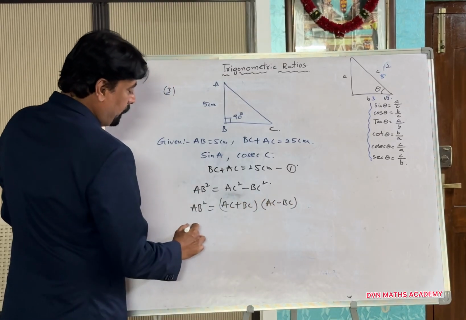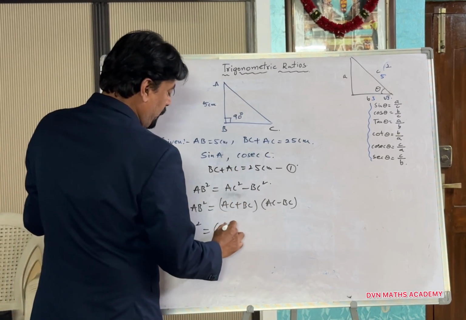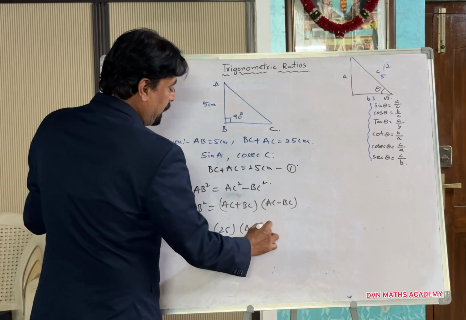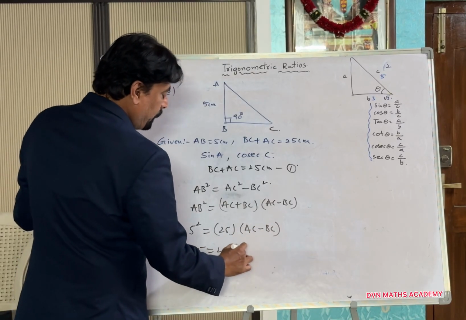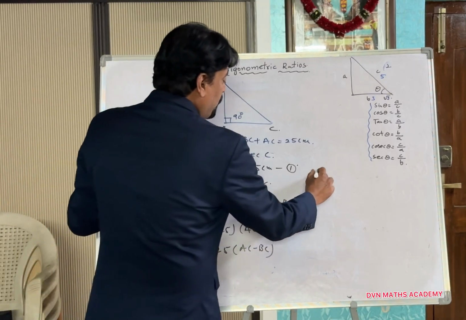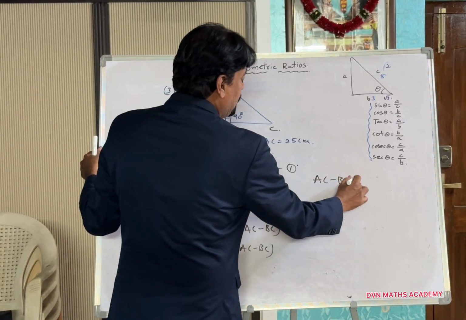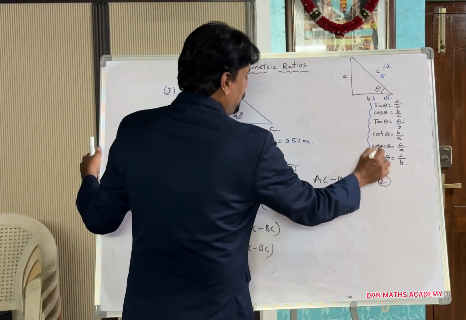So AB, we know that 5 square is equal to AB plus BC. According to this question, it is 25 into AC minus BC. So 25 is equal to 25 into AC minus BC. If I send 25 to this side, AC minus BC is equal to 25 by 25, you will get 1. This is my second equation.